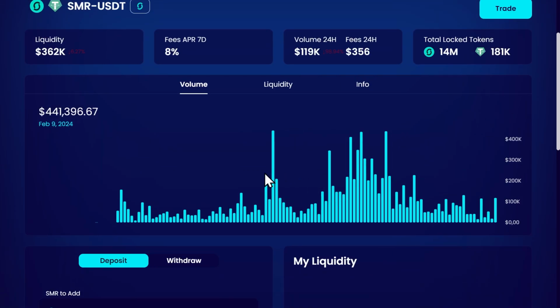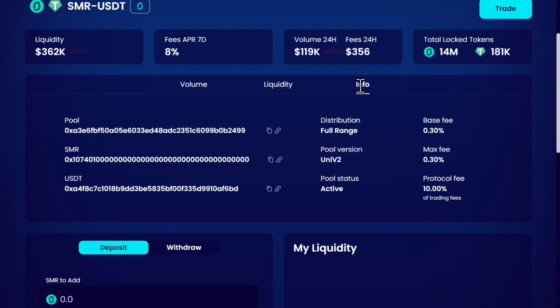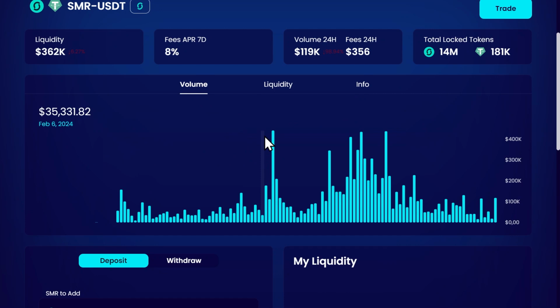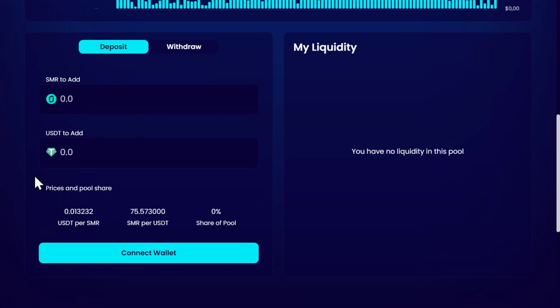Next up, there is a graph. The graph shows the daily trading volume for this specific pool for each day. Here you can see the total liquidity in this pool over time. Lastly, there is the info page with information about the smart contract of this pool, what type of pool it is, the base fee, and more. I want to provide liquidity into this pool, so I'm going to scroll now further down to get to the input field to provide liquidity.